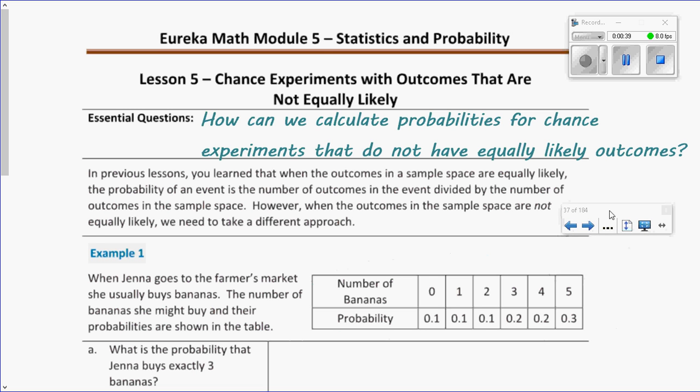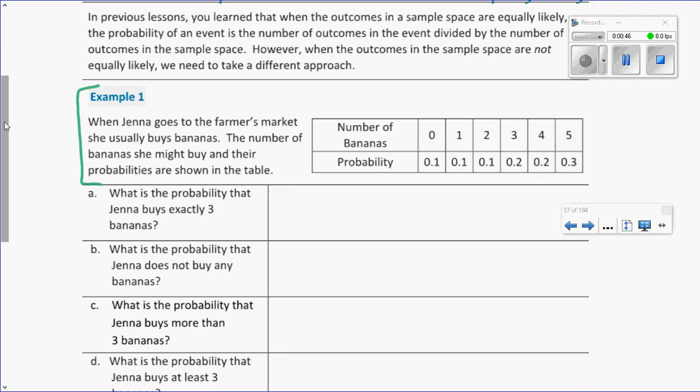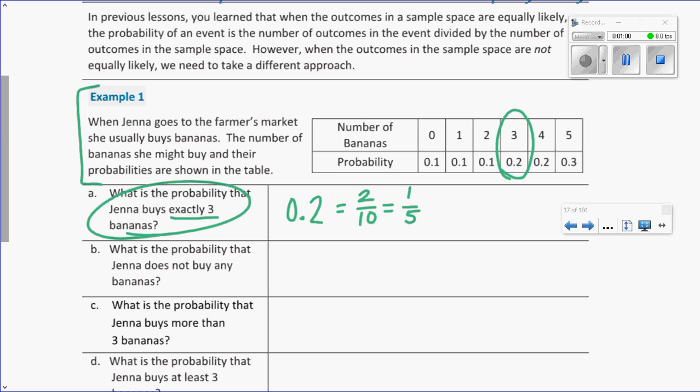Okay, so down here below in example 1, when Jenna goes to the farmer's market, she usually buys bananas. The number of bananas she might buy and their probabilities are shown in the table. What is the probability that she will buy exactly 3? So underline that, exactly 3. It says that there's a 0.2, which you know is 2/10, also known as 1/5 if we reduce it. And that's 20%. It's just good to see all those different formats so that you know that those are all the same. So there's a 20% or 1/5 chance that she will buy 3 bananas. And you can leave it at 0.2. All those things are the same.